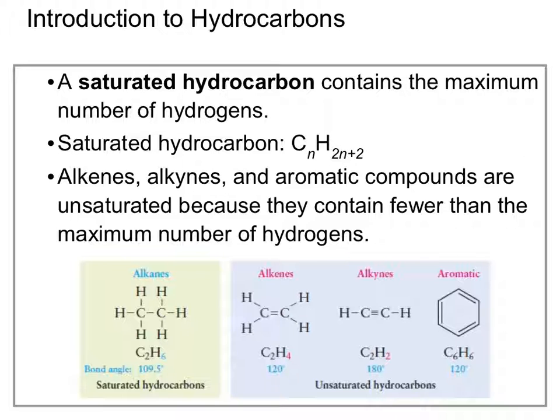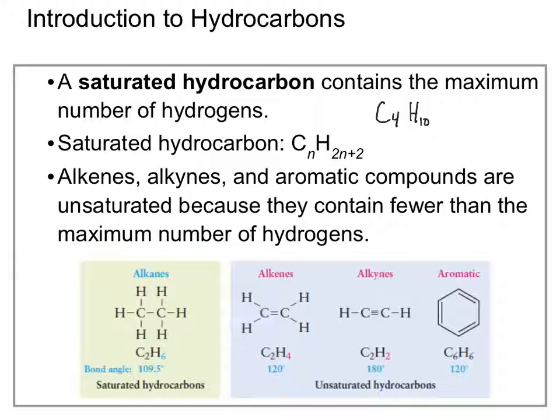For example, if we have a compound with 4 carbon atoms, C4, 2 times 4 is 8, plus 2 is 10. So the saturated hydrocarbon made of 4 carbon atoms will have a formula of C4H10.